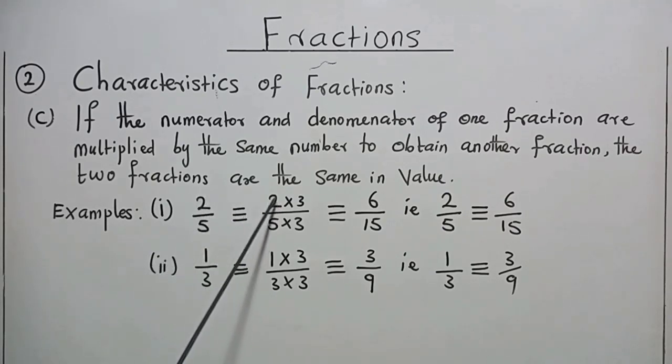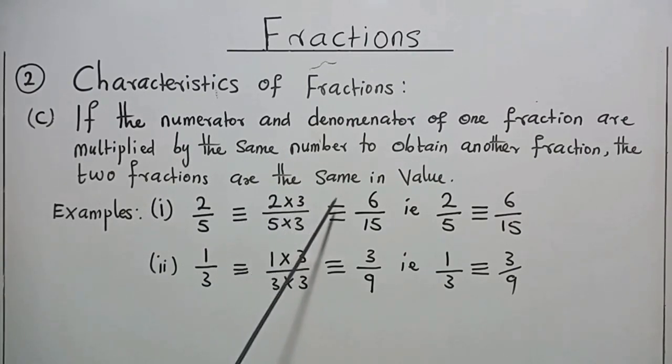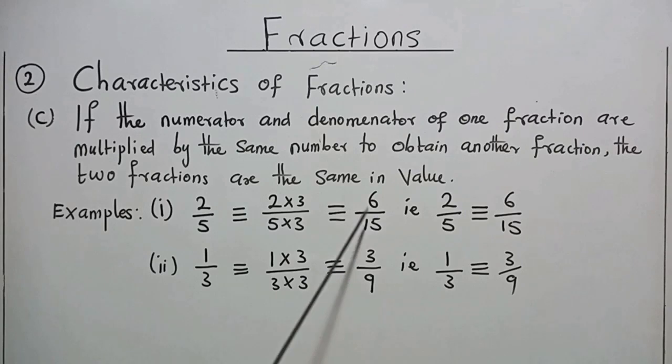See where the process is on. This 2 is still where it is. This 5 is still where it is. But both of them are now multiplied by this 3. That is 2 times 3, 5 times the same 3. That means that the numerator and denominator have been multiplied by the same number, and then the result is going to be equal to 6/15.